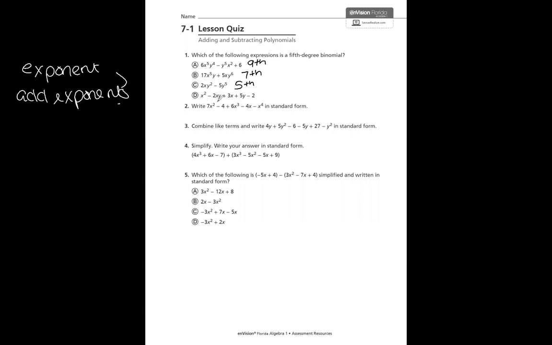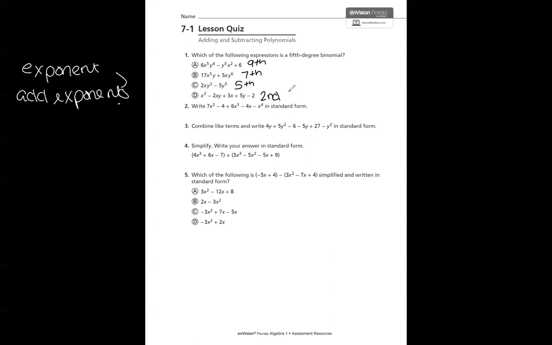And then letter D, the first term has a degree of 2. The second term with the XY has a degree of 2. The third term is 1. The fourth term is 1. And the fifth term does not have a degree. So this would be a 2nd degree. So based off of just knowing the degrees, we know that our answer is going to be letter C.